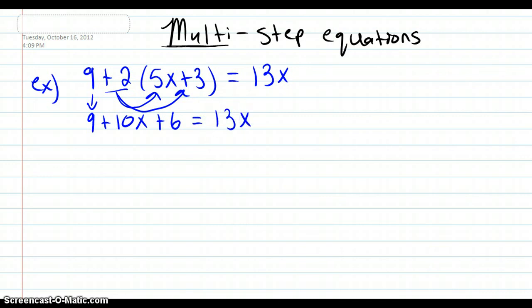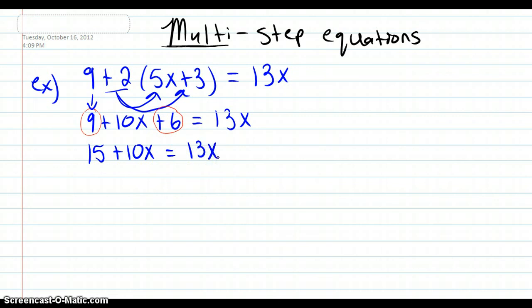Now, here we have 9. 9 is a number. Here, this is a letter, 10x, because x is a letter. Here we have a positive 6. 9 and 6 are both numbers. That means that we may combine those two numbers in what we call combining like terms. 9 plus 6 is 15. Bring down the 10x, a positive 10x, because we still need it, equals 13x.